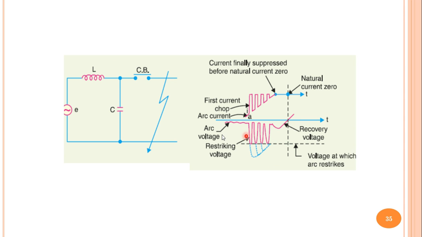So, when the arc restrikes, again there will be large airflow, and again the arc is interrupted and the current becomes zero. But again, due to the charging of capacitance, the arc restrikes, and this process will continue until the current is finally suppressed to zero value before the natural current zero point. This phenomenon is called current chopping, and it causes a large oscillatory voltage in the circuit breaker and the system.